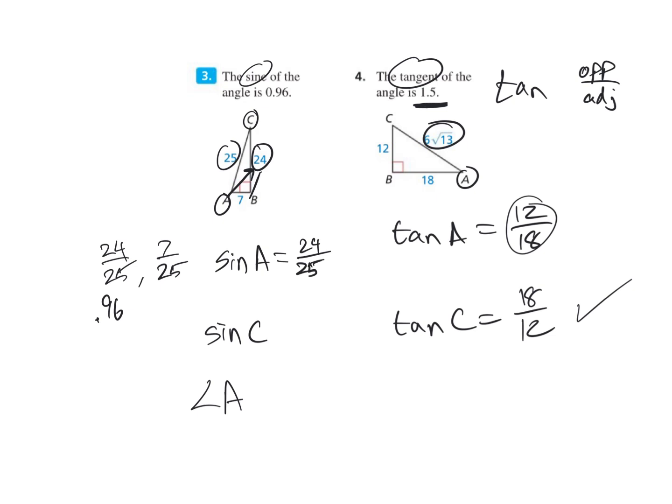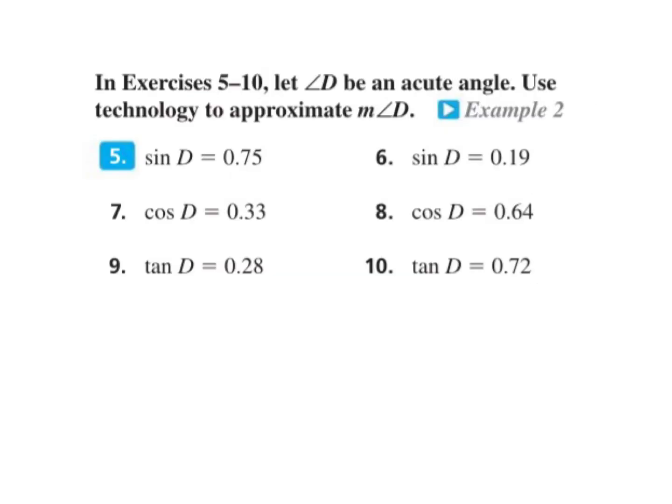If you're not sure, then take 18 divided by 12 on your calculator, and you'll get 1.5. So angle C is the correct answer on number 4. Now, let D be an acute angle. Use technology to approximate the measure of angle D. So here's how you do this. I'm just going to do it down here at the beginning.